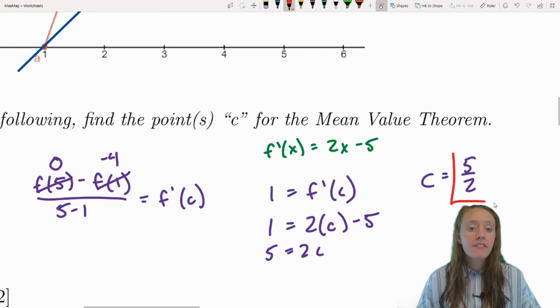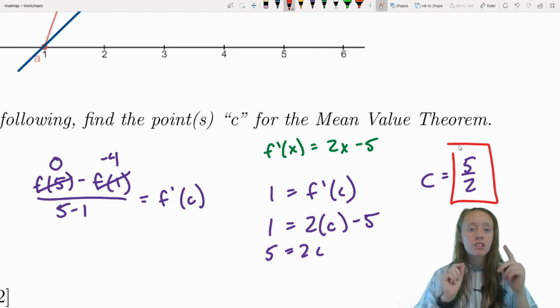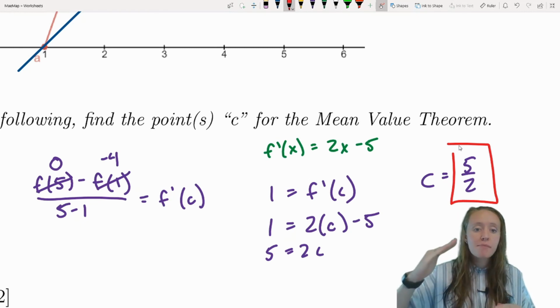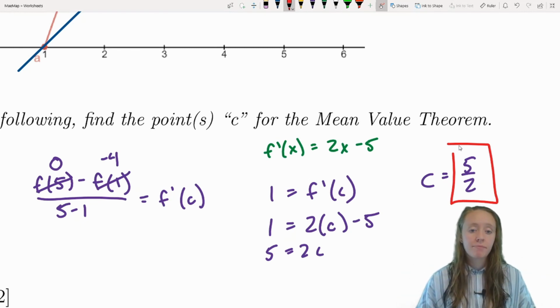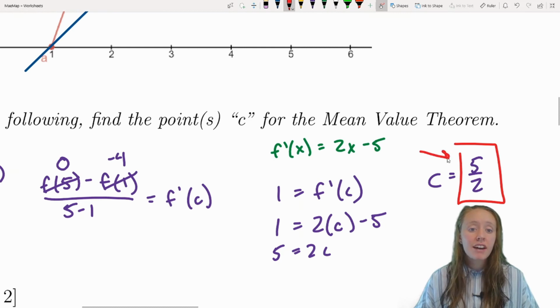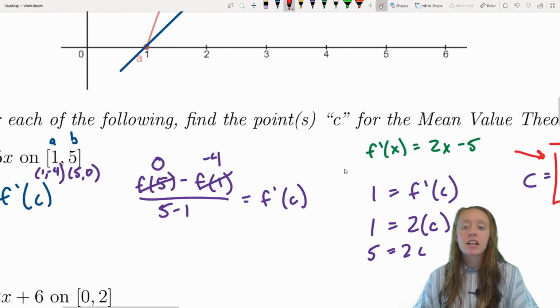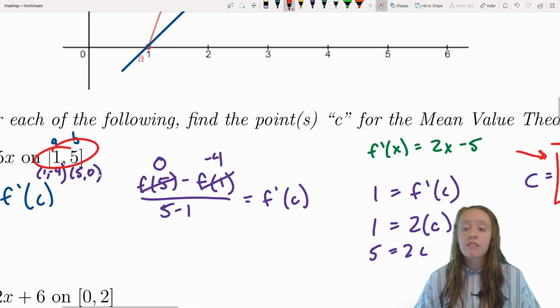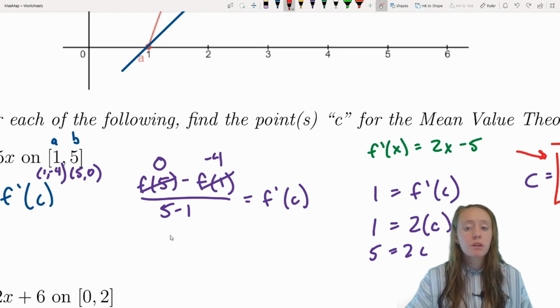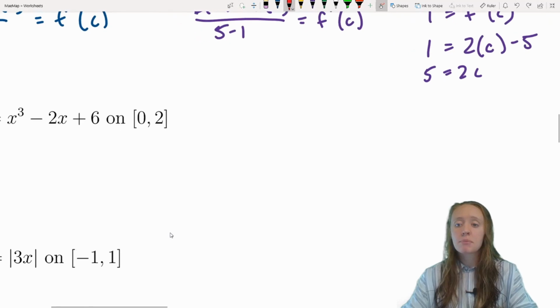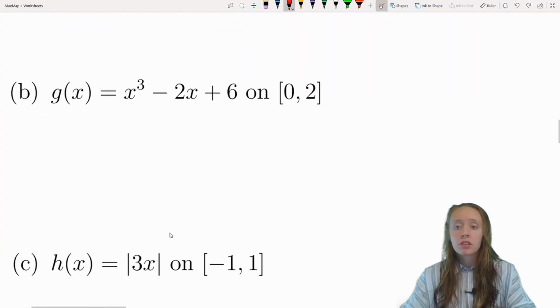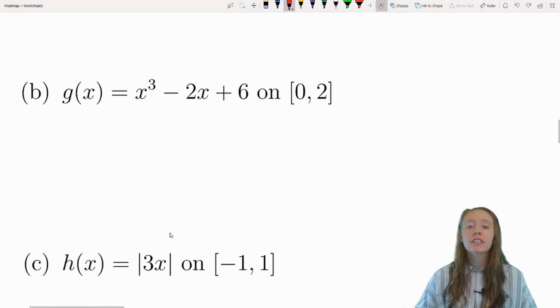So 5 halves is the point along my function where the tangent line has a slope of 1, and that matches the slope of the secant line. And you can see that 5 halves is indeed in our interval from 1 to 5. 5 halves is about 2.5, which falls within that interval. Let's move on to our next example, part B. In part B, our function is x cubed minus 2x plus 6 on the interval from 0 to 2.